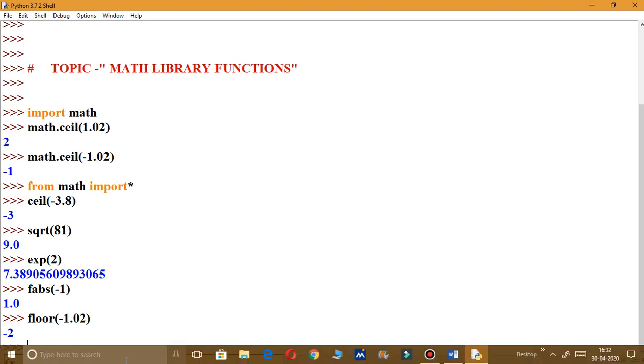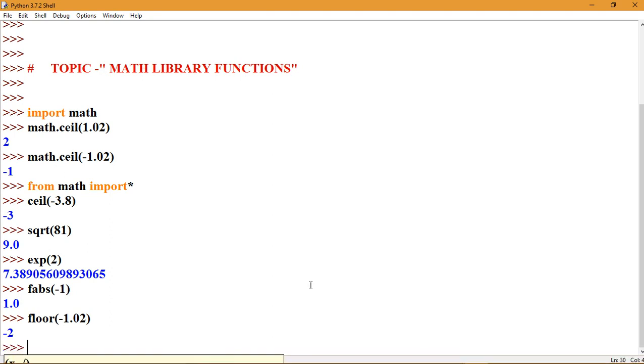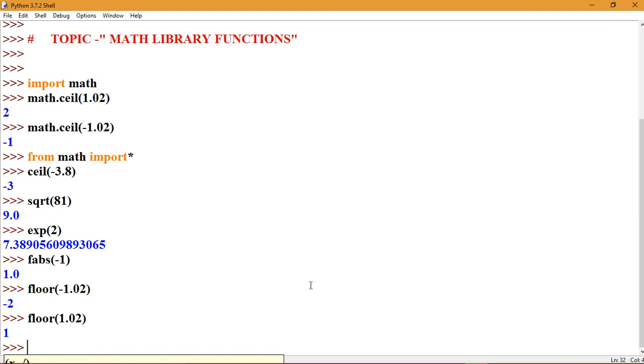Okay, if I take the positive value here, 1.02, what will be the outcome according to you? Yes, it will be 1. Here it was 2, and here it is 1. It has to return the largest number which is not greater than this number, 1.02. It should not be more.